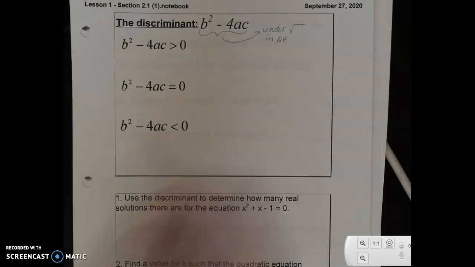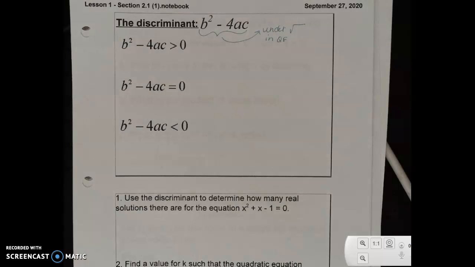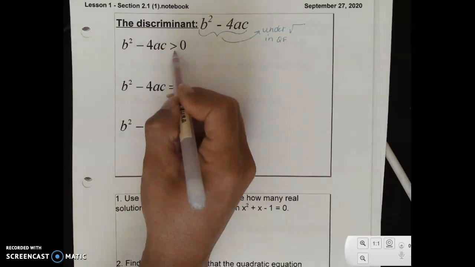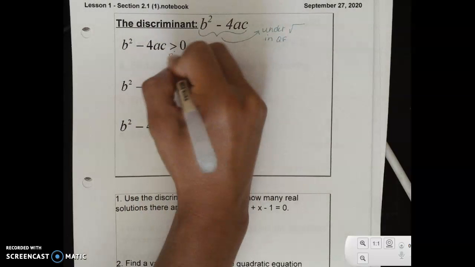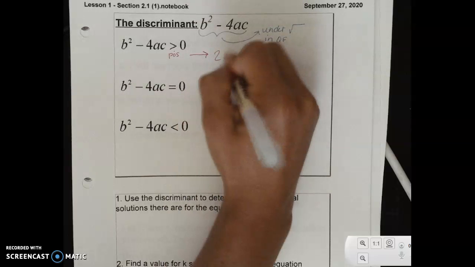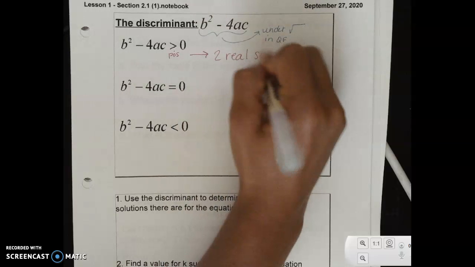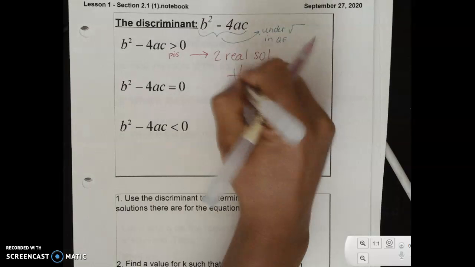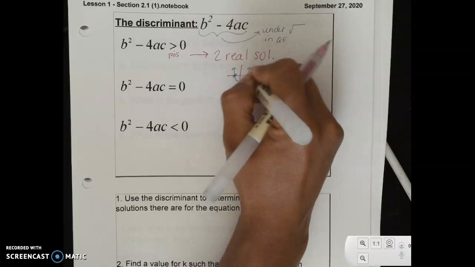So for a quadratic that has a discriminant, or b squared minus 4ac, that's greater than 0, or positive, what that means is I have two real solutions, and my graph of the parabola is going to look something maybe like this, where it goes through the x-axis twice.